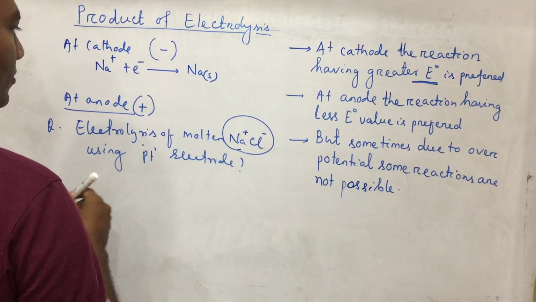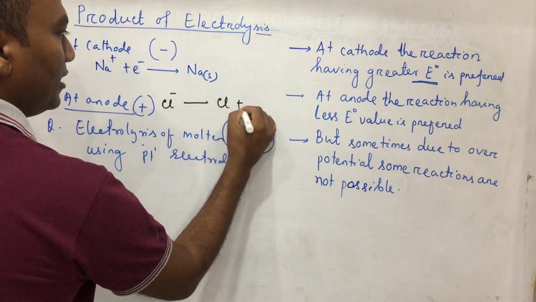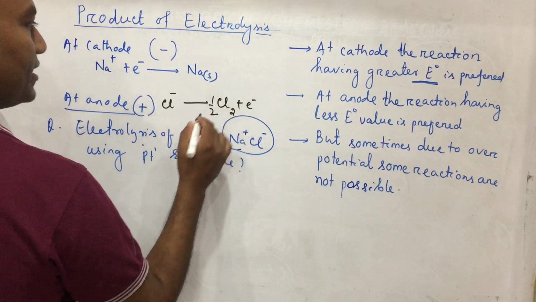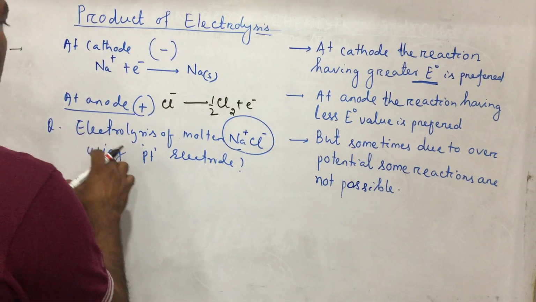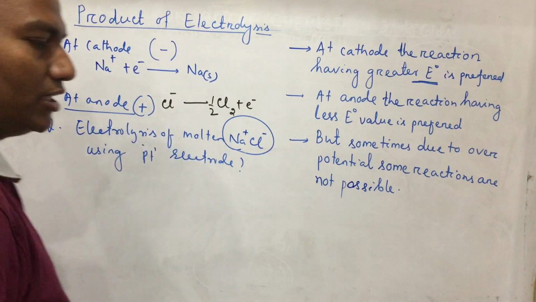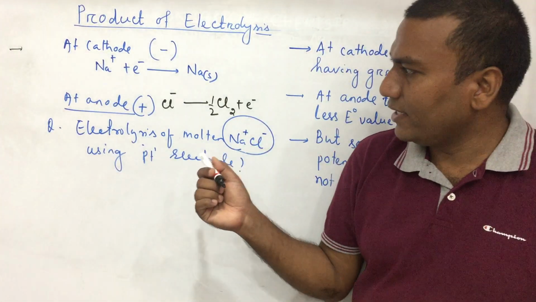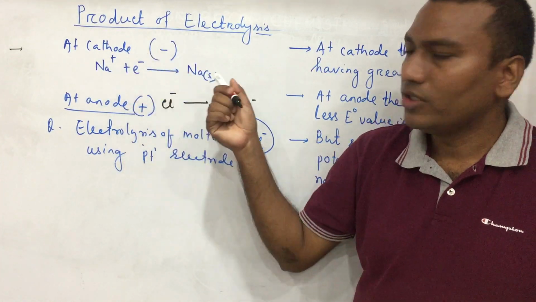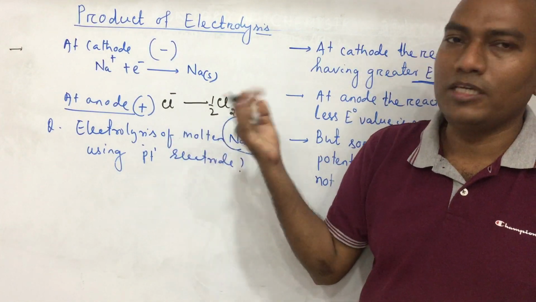And at anode, Cl minus gives rise to Cl plus e minus. So balancing, it gives half Cl2. So when the question comes, what are the products of electrolysis using molten NaCl with platinum as electrode? At cathode sodium metal is deposited and at anode chlorine gas is evolved.